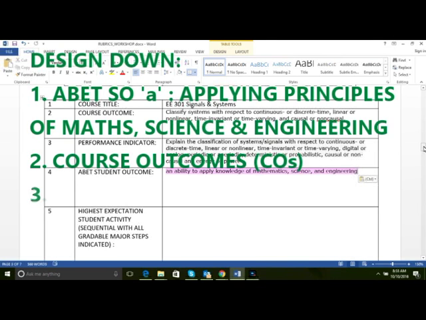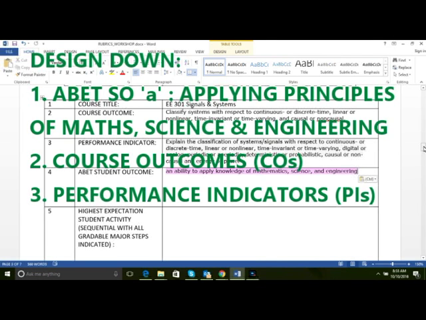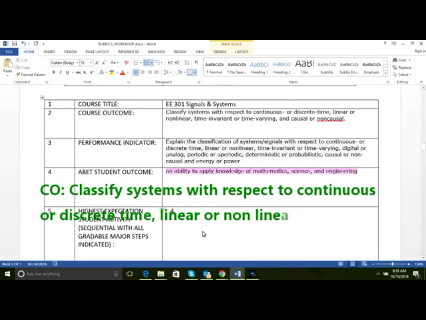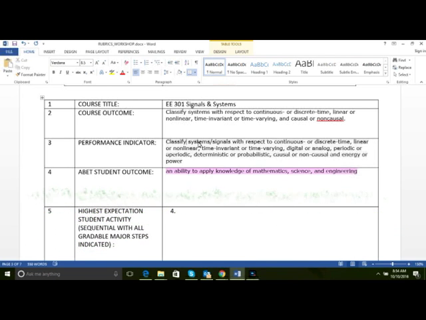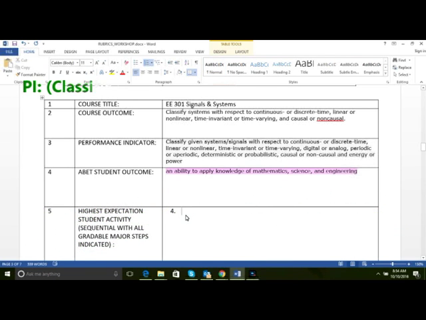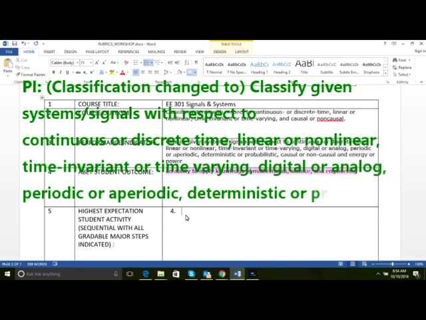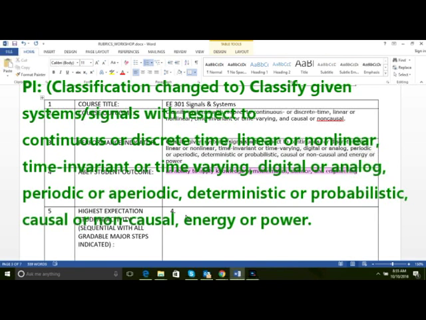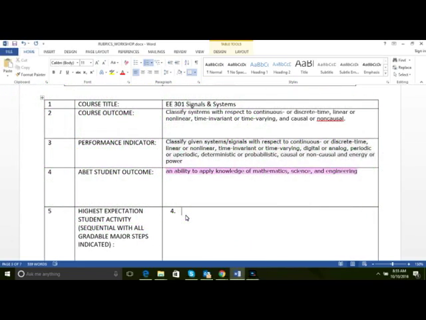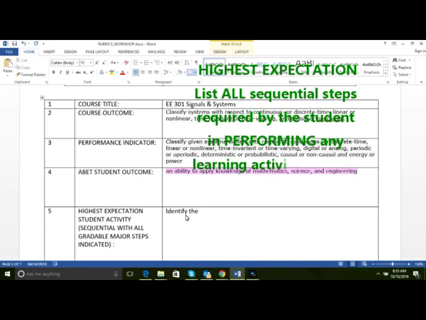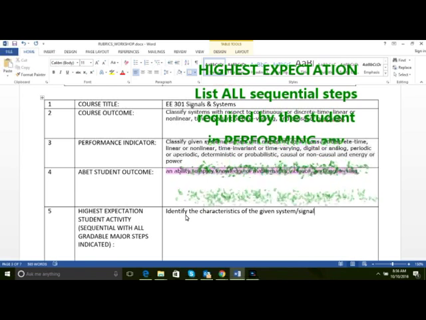The design down principle from ABET SOs, applying principles of math, science, engineering to course outcomes and performance indicators. Course outcomes: classify systems with respect to continuous, discrete time, linear, nonlinear, time varying or time invariant, causal or non-causal. Performance indicators are improved from classification chain to classify given system and signals with respect to the above mentioned types. For the highest expectation, list all sequential steps required by the student performing any learning activity with the highest level of skills.